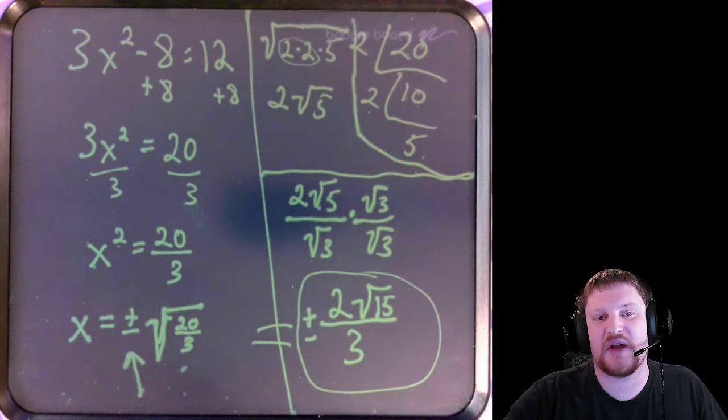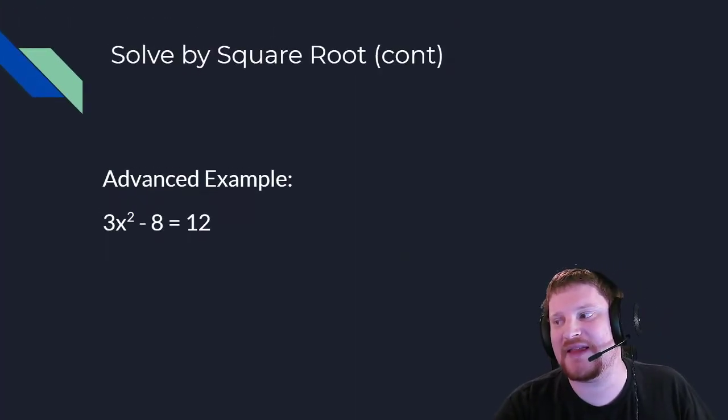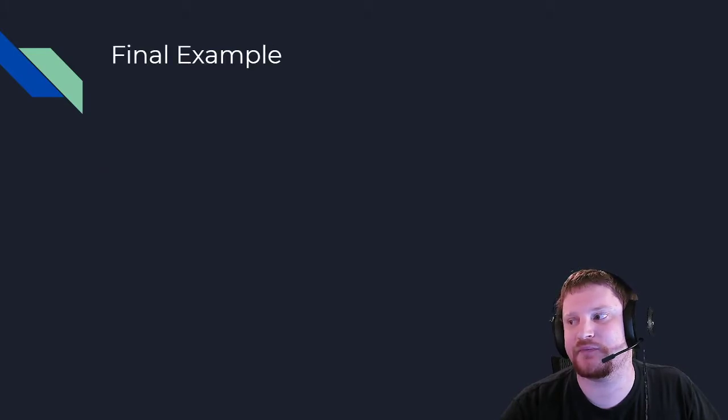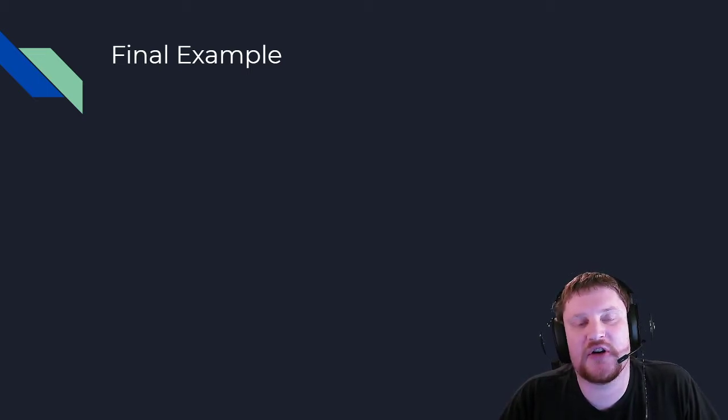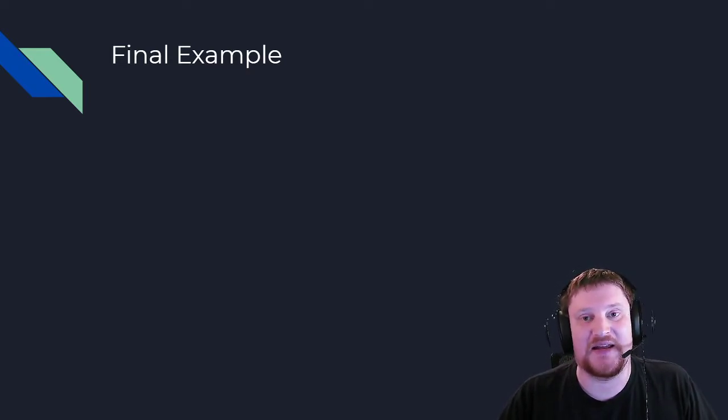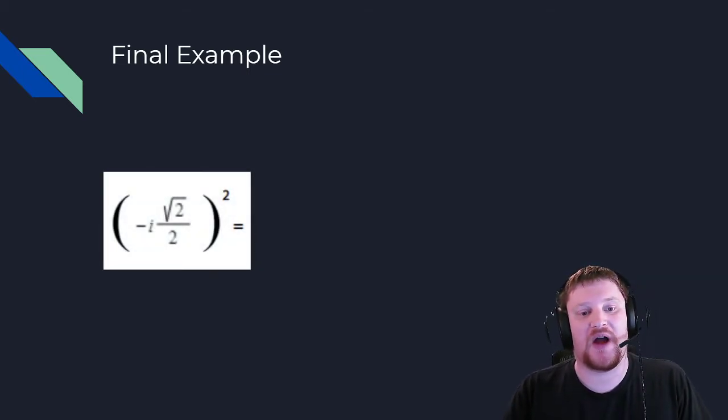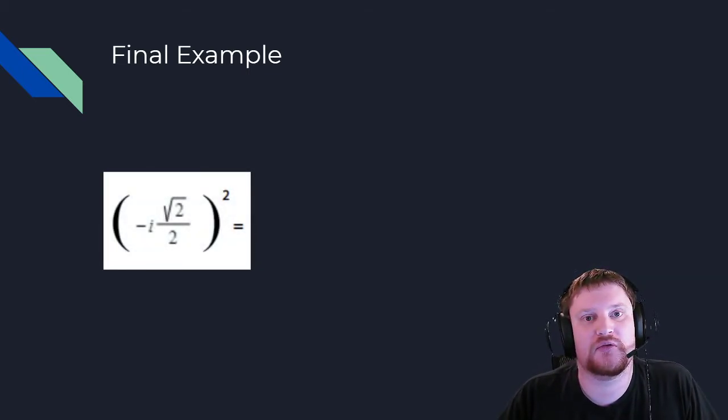So let's go back to our slideshow. That was solving the advanced example of a square root. I have one final example for you guys because your HRW assignment, starting at I believe problem 10, asks you several questions about how to square a number that has an I in it. So we're going to take a look at what I found to be the most complex and hard of those. So the problem that they gave was negative I times square root of 2 over 2. And they wanted to know what you get if you square that.